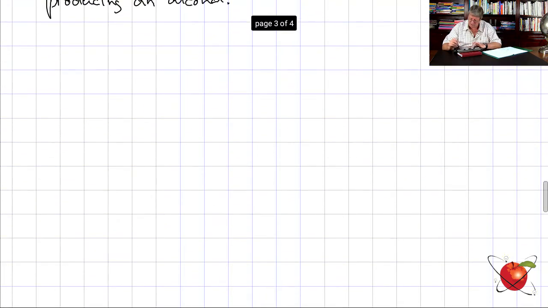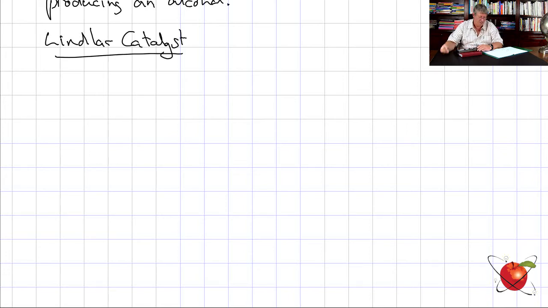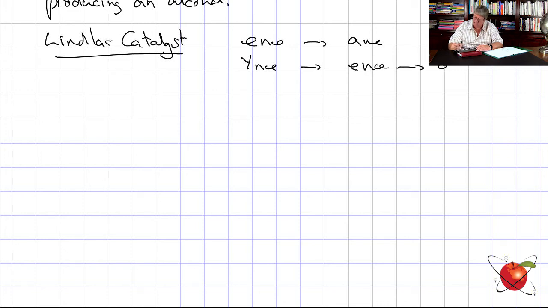Some people have asked me, please, what is a Lindlar catalyst? Do you remember when we did the addition reaction, we changed an ene to an ane by adding something in and breaking the bonds? Well, you can also change an yne to an ene, and obviously then it will continue to an ane. But if you wanted to stop at that point only, you use the Lindlar catalyst.